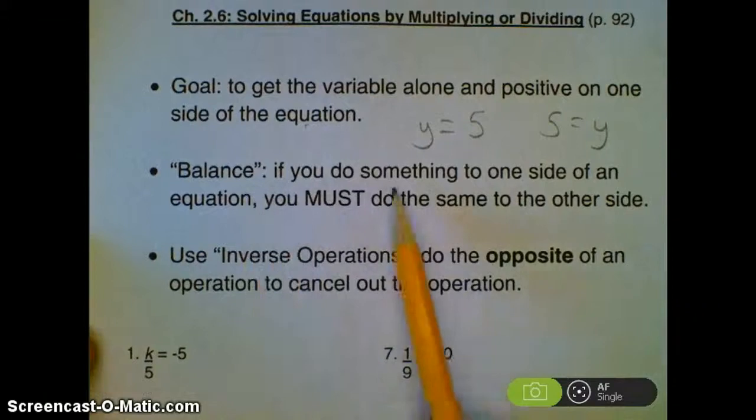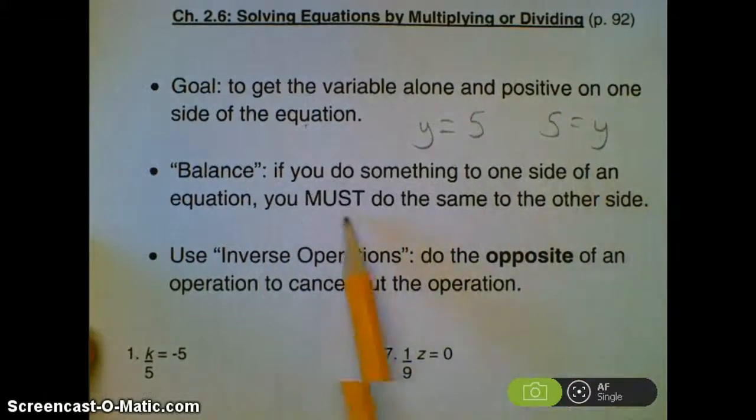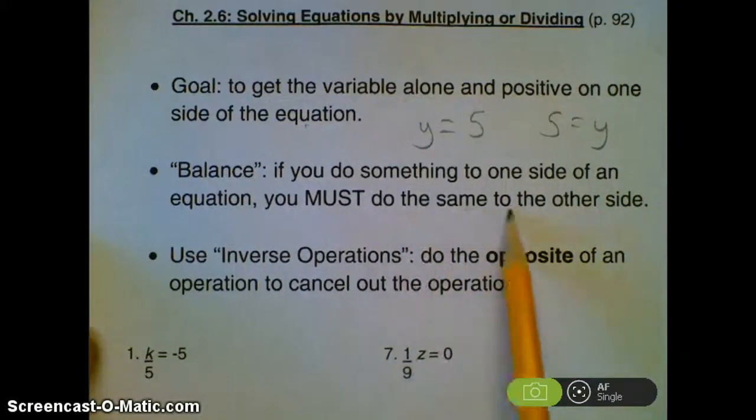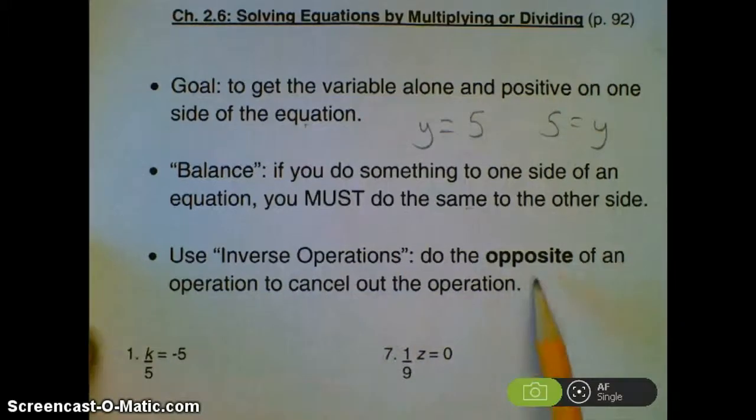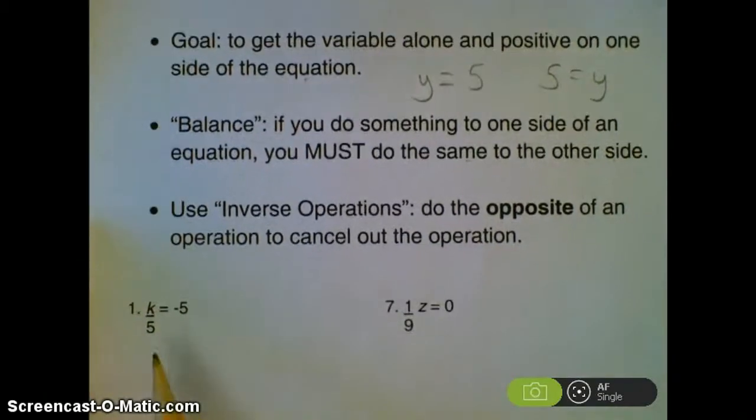Remember balance. If I do something to one side of an equation, I must do the same thing to the other side of the equation. And we use inverse operations. We do the opposite of an operation to cancel that operation. So in this case, we're going to see multiplication and division. We want to do the opposite. So I've got a couple examples.